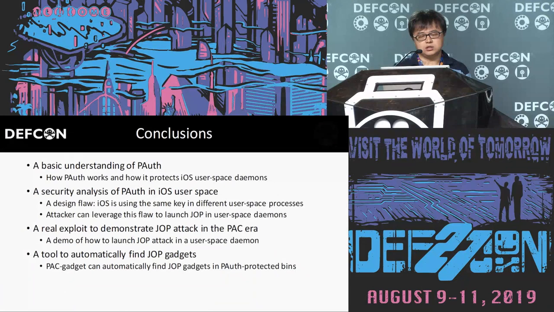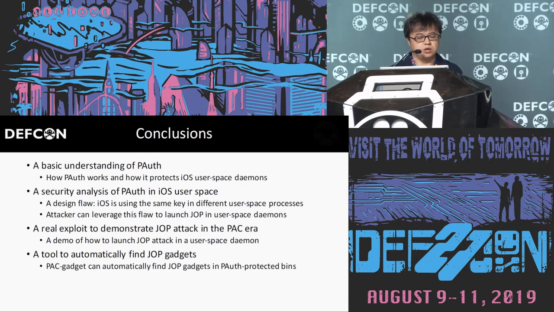So next, I will conclude this talk. In this talk, we have a basic understanding of what pointer authentication is, how pointer authentication works, and how it is protecting iOS user space daemons. More importantly, I have shown that there is a design flaw in iOS user space pointer authentication. That is, iOS uses the same key in different user space processes. And I show that an attacker can leverage this flaw to launch JOP attacks in user space daemons. And I use a real exploit to demonstrate the JOP attacks in pointer authentication protected processes. And finally, I have shown a tool to automatically find JOP gadgets in pointer authentication protected binaries.